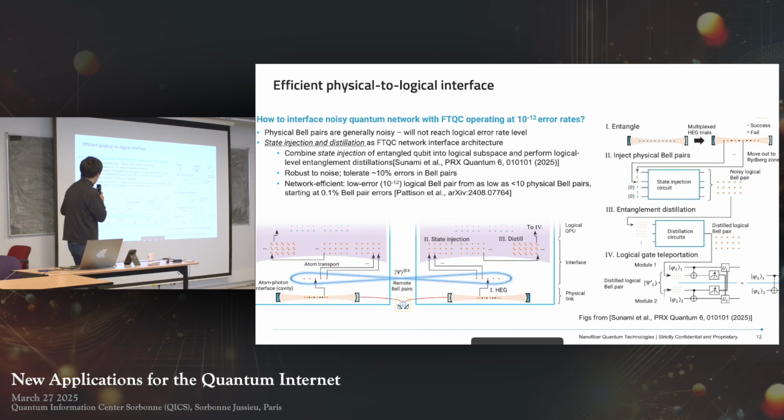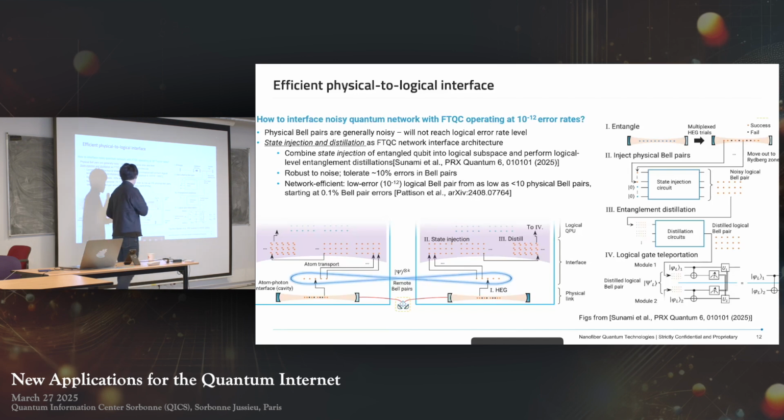So we have an idea on how to interface between the two worlds, from physical to logical operations, and the way to do it is what's called state injection and distillation. So you start with a physical Bell pair, like entangled qubits. You inject that into a logical subspace of your logical qubit by state injection. That's quite routinely used for magic states. And you can distill that by entanglement distillation.